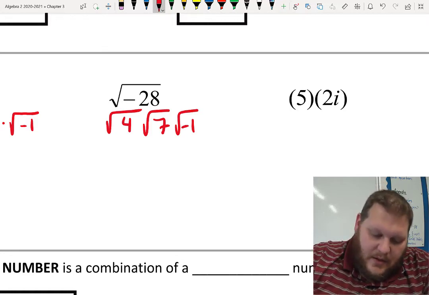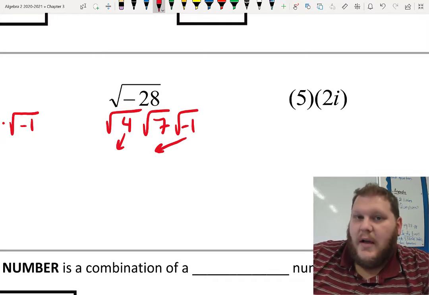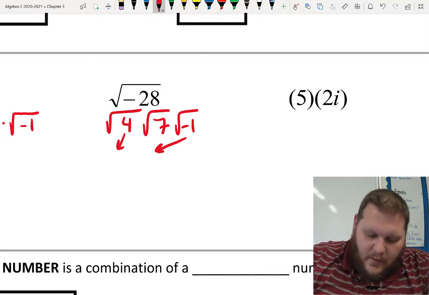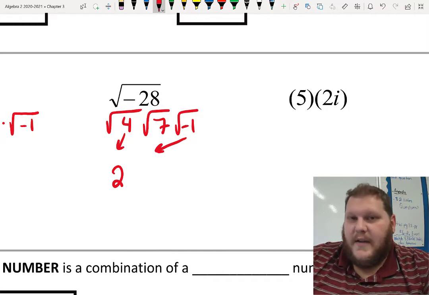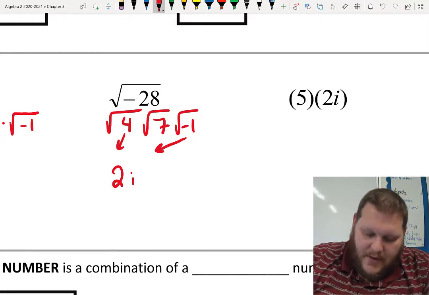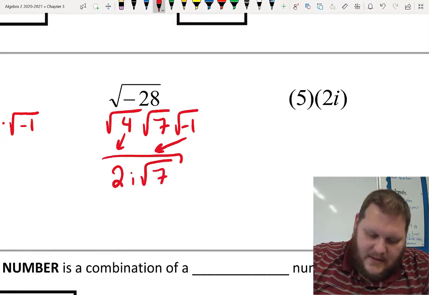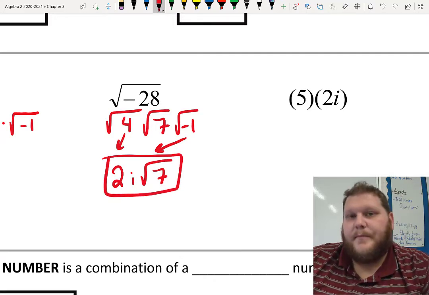From here, this and this simplify to outside my radical, because the square root of 4 is just 2. The square root of negative 1 is i, and then my square root of 7 stays as is. So that's what that would simplify down into.